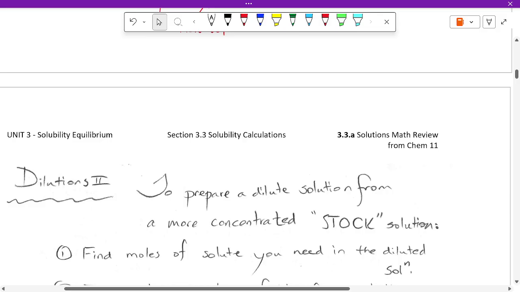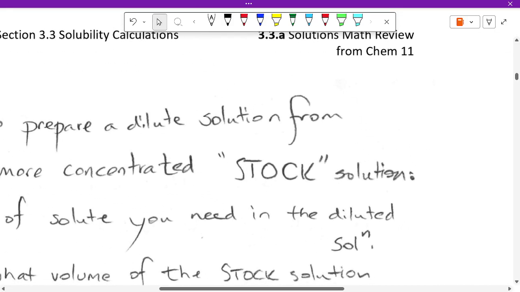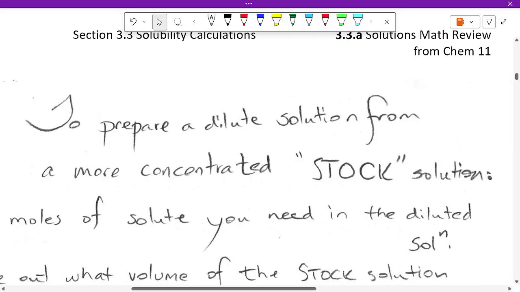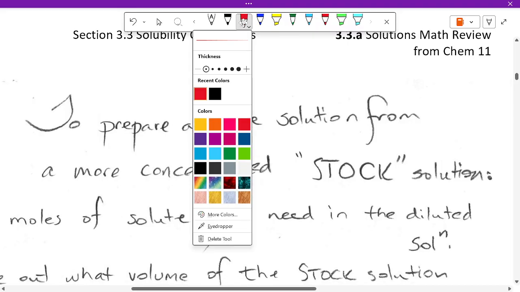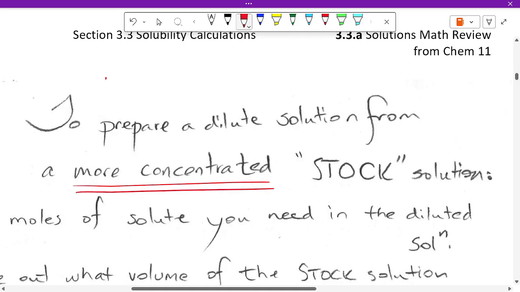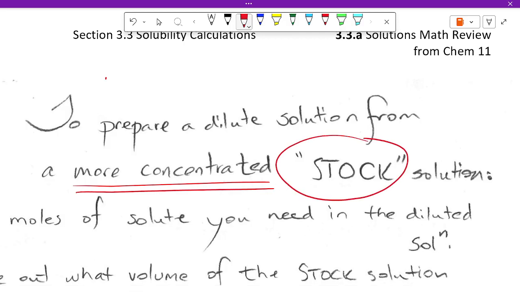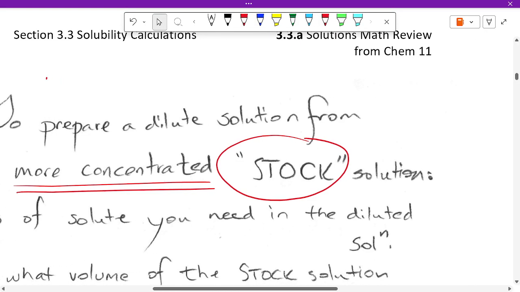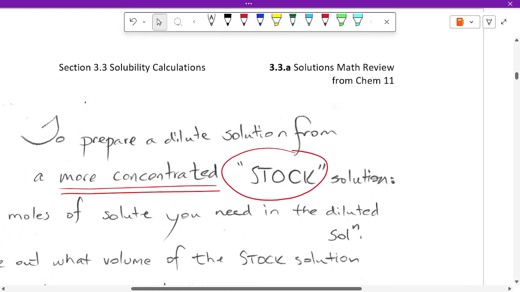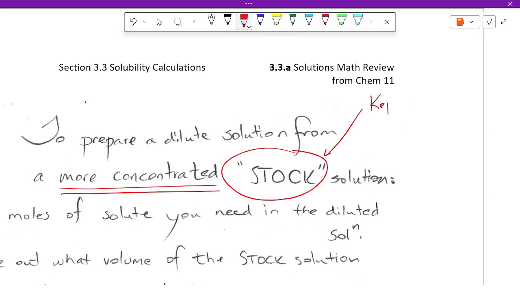Dilutions 2. So this is a separate sort of thing. This is where you are given a stock solution. How many people have heard of a stock solution? A few of you. Okay. A stock solution is a more concentrated solution. So this stock is something that you keep in the back room ready to dilute to new concentrations, right? So it's kept on the shelf, ready to dilute.